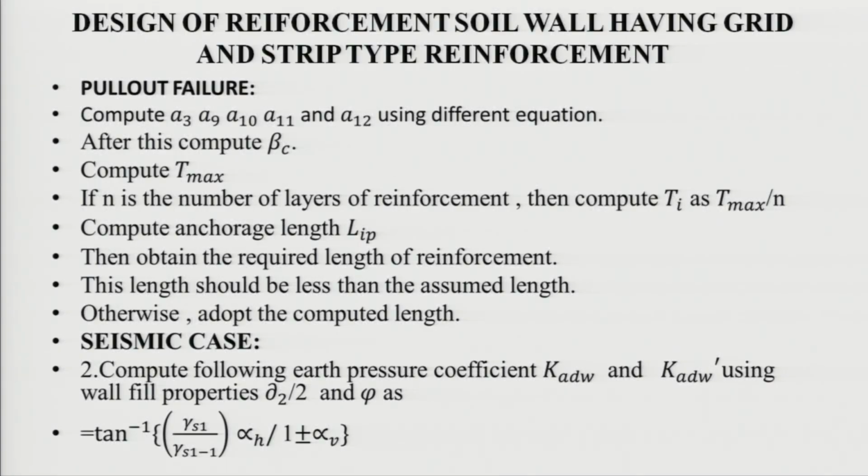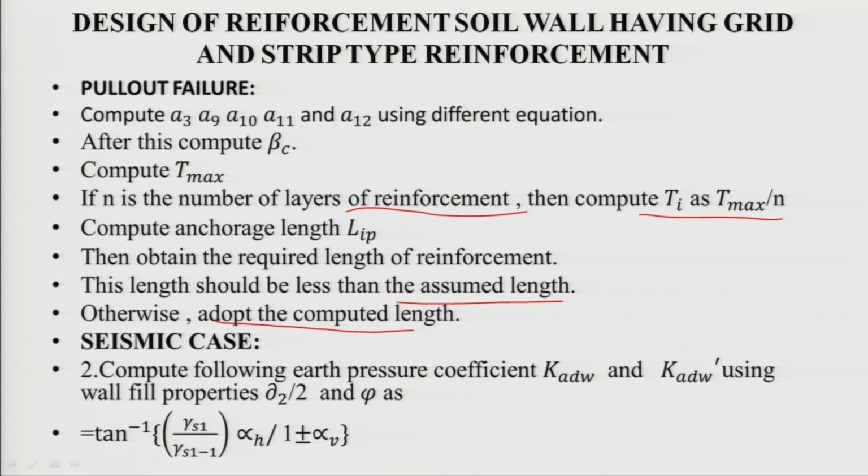Next is pull out failure. We have to compute A3, A9, A10, A11 and A12 using the different equations, and after this compute beta C, then compute T max. If n is the number of layers of reinforcement, then compute Ti as T max divided by n. Then compute anchorage length LIP, then obtain the required length of the reinforcement; the length should be less than the assumed length, otherwise adopt the computed length.